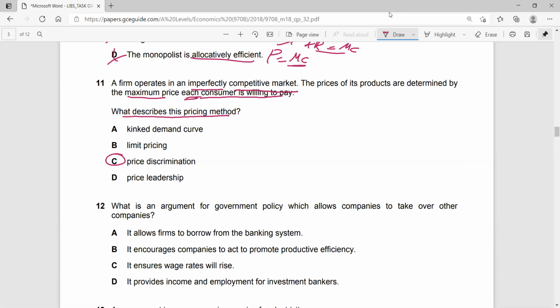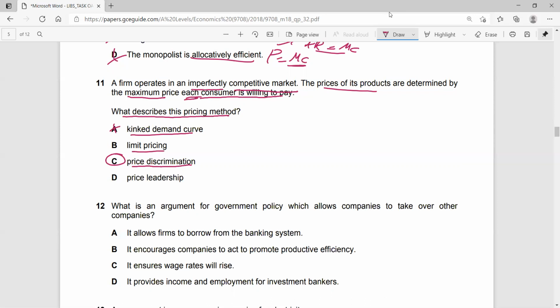And thus the price you charge is not a fixed amount, it's determined by the maximum price each consumer is willing to pay. And the maximum price is different for each consumer. The price of the product will be different for each consumer. And that is the definition of price discrimination, where you discriminate between consumers and charge different consumers different prices for the same product. A kinked demand curve is something you see in an oligopoly, which is not the case here because it's still a competitive market.